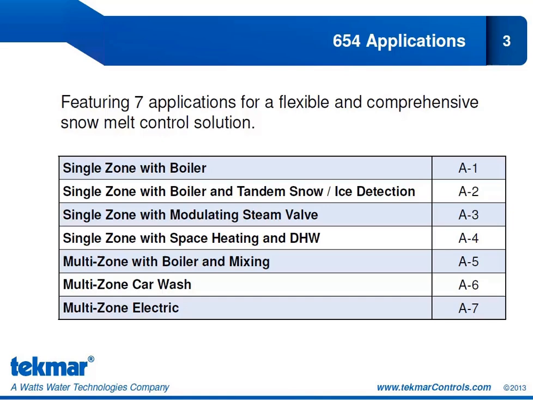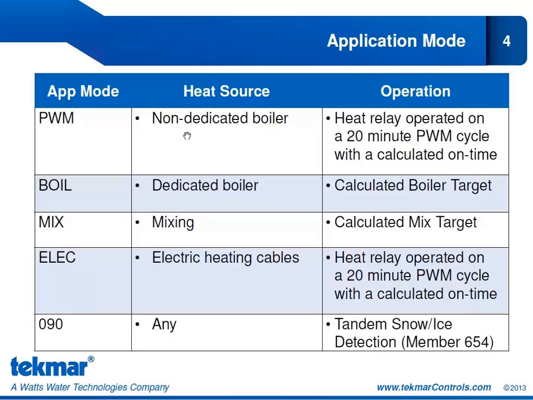We have a single zone with boiler, a single zone with boiler and tandem snow ice detection, a single zone with modulating steam valve, a single zone with space heating and DHW. So in this case, the 654 will be part of a larger control solution. And then we come into our multi-zone applications, where we have a multi-zone with a boiler and mixing, multi-zone car wash application, and multi-zone electric.